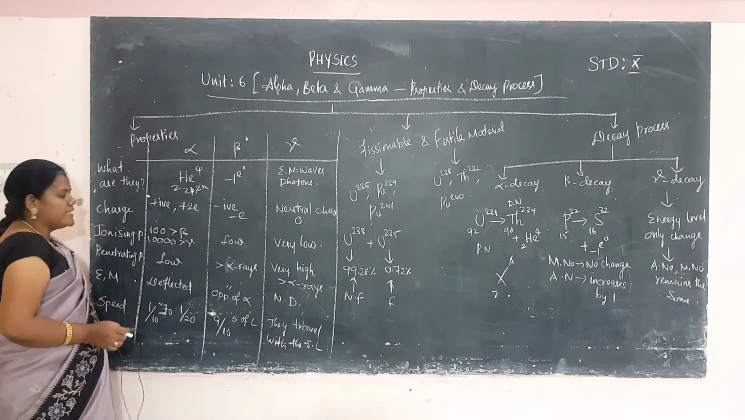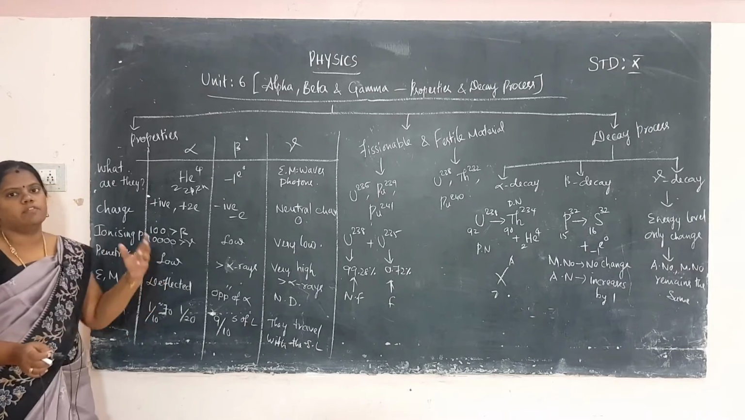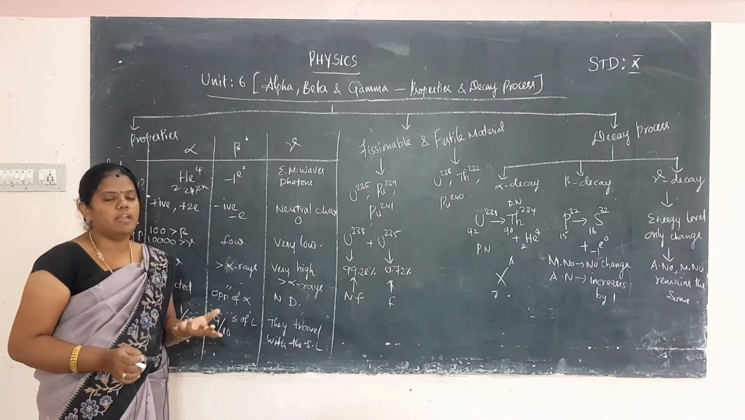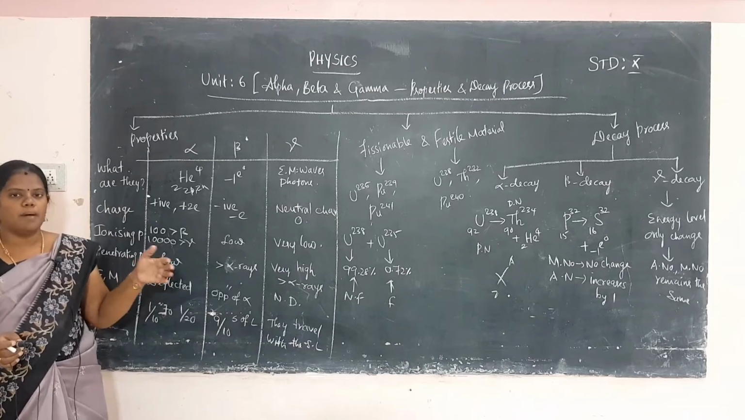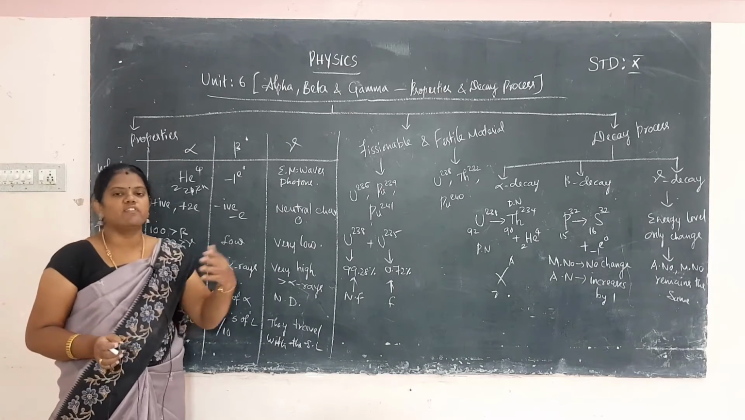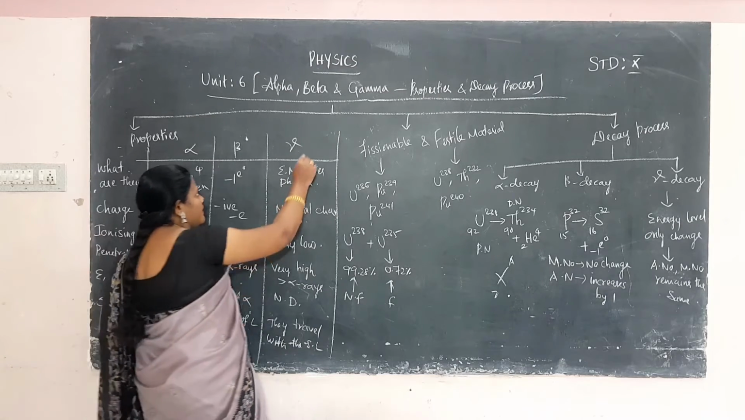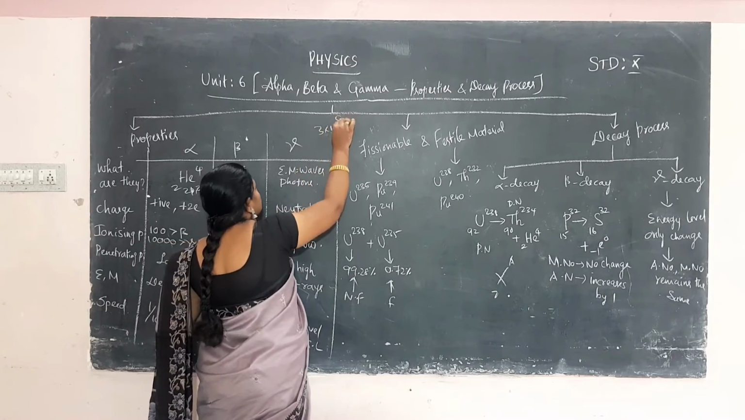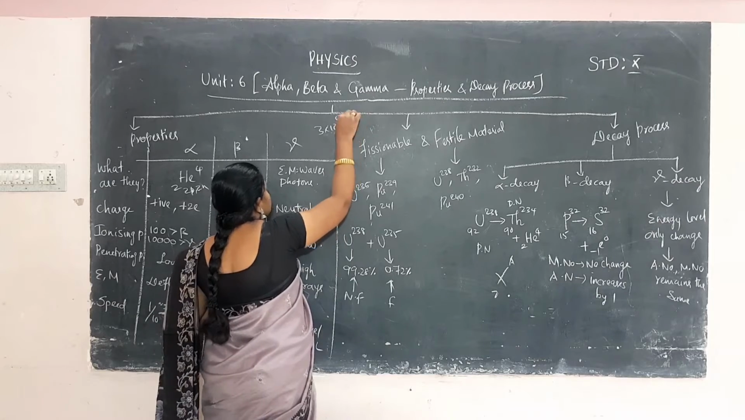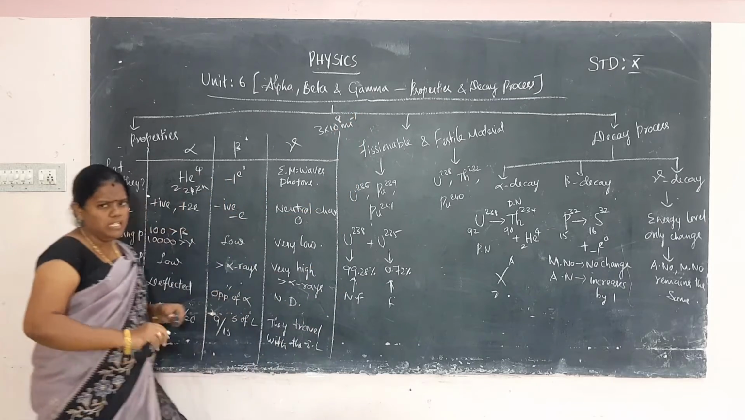Clear? And then the speed of alpha rays, beta rays and gamma rays. The speeds of alpha, beta and gamma radiation are compared with the speed of light. What is the value of the speed of light? 3 into 10 power 8 meters per second. That is the speed of light in air.